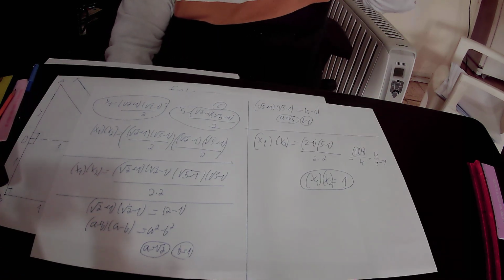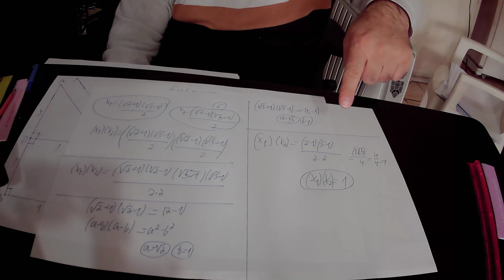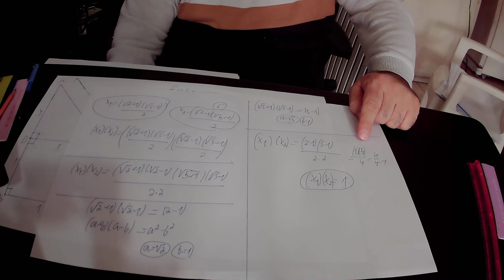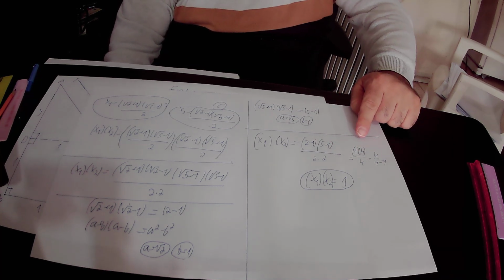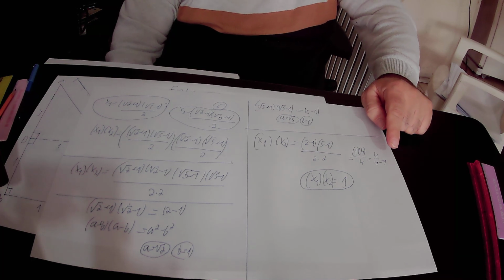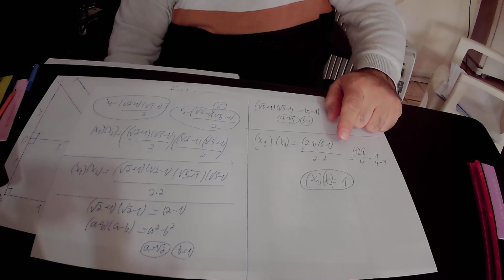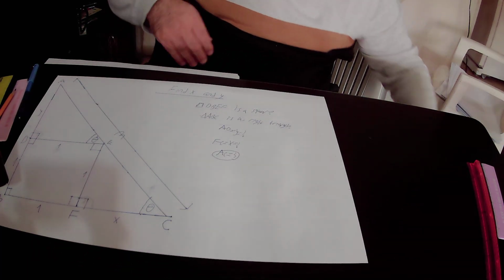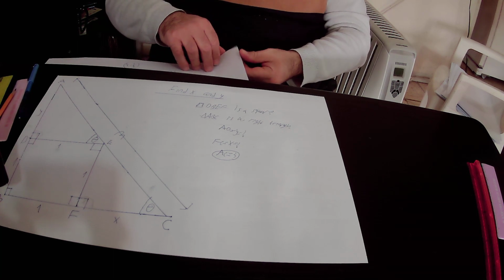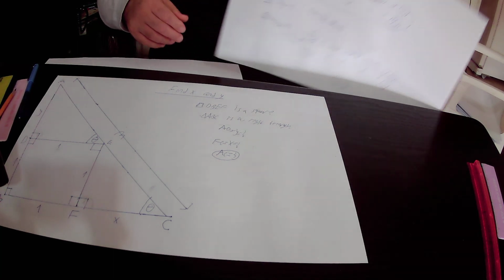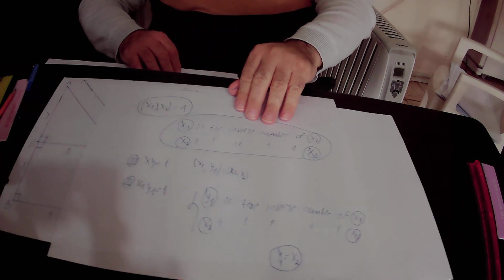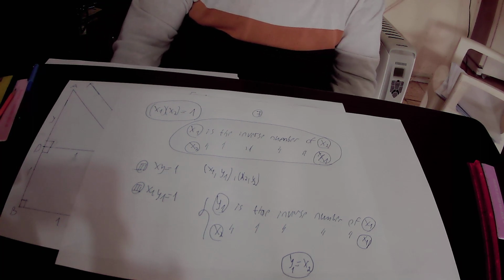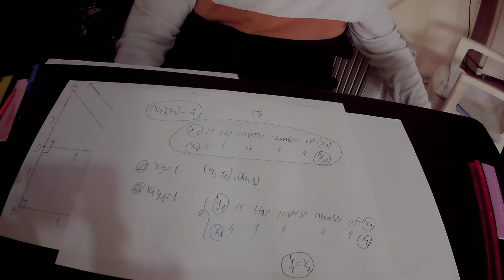And in conclusion, we found that x1 times x2 equals 2 minus 1 times 5 minus 1 over 2 times 2. 2 minus 1 is 1, 5 minus 1 is 4, and 2 times 2 is 4, and 4 times 1 is 4, and 4 over 4 is 1. So in conclusion, we found that x1 times x2 equals 1. What does it mean? It means that x1 is the inverse number of x2, and x2 is the inverse number of x1. But we also have equation number 3.